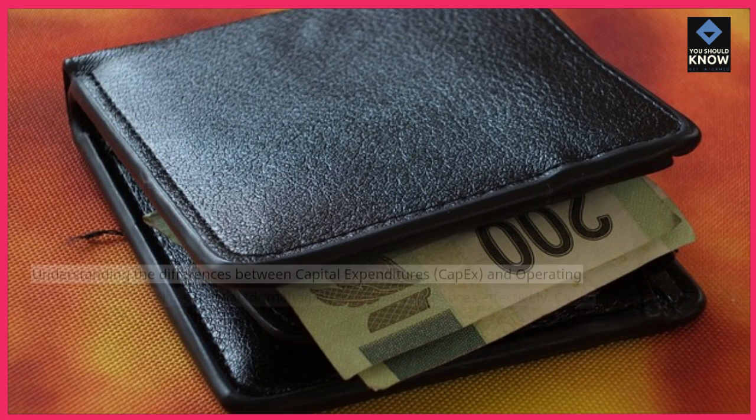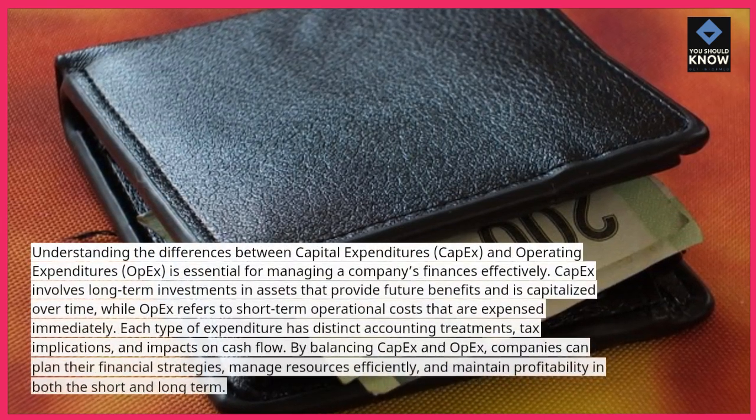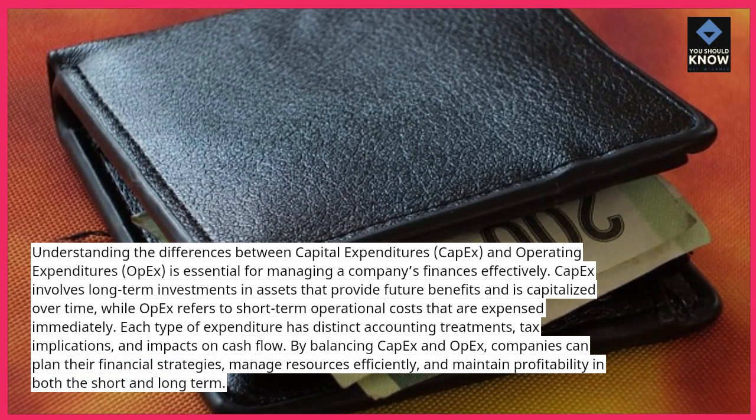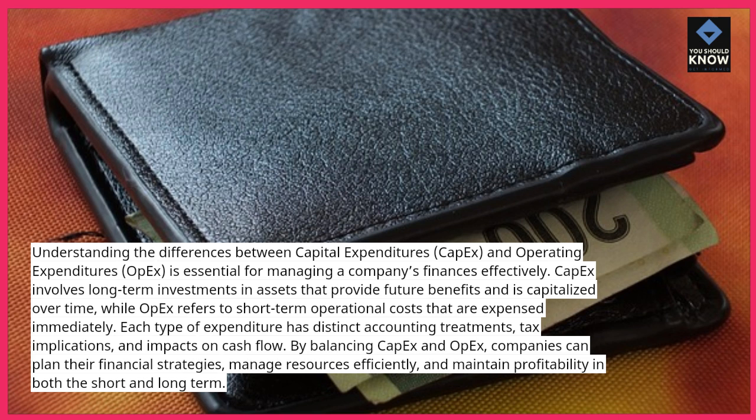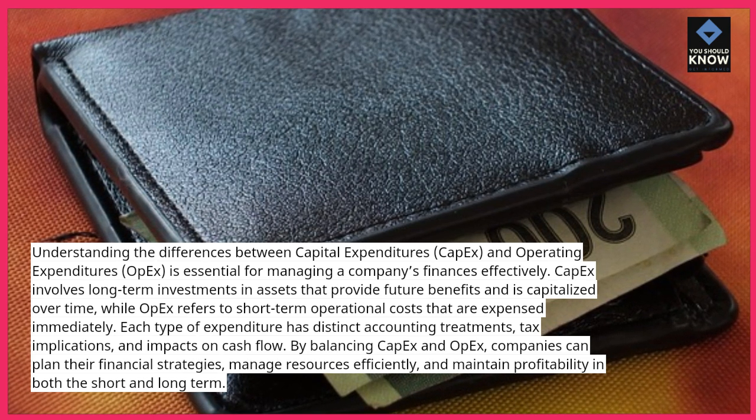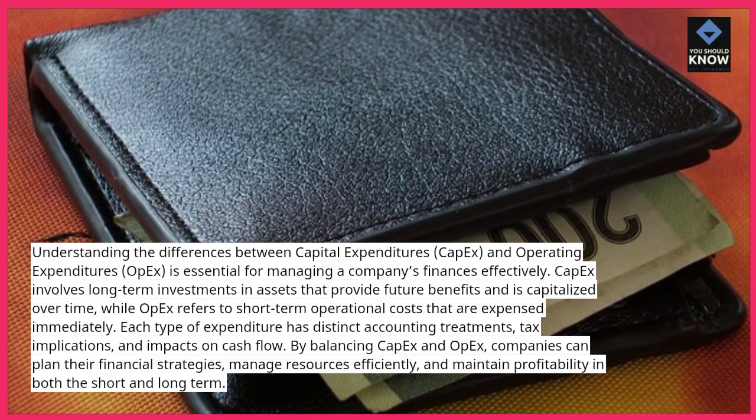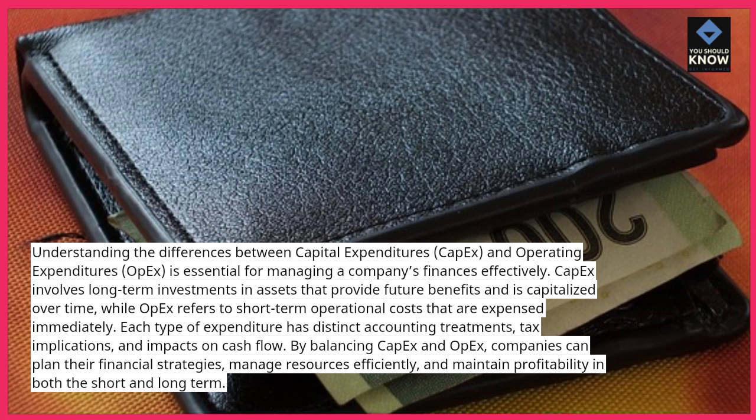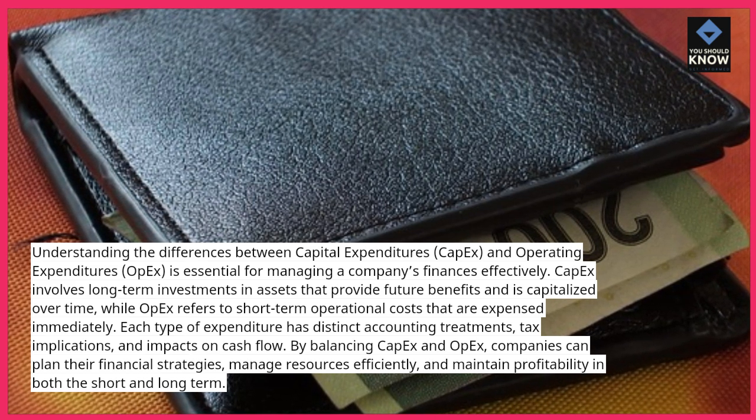Understanding the differences between capital expenditures, CapEx, and operating expenditures, OpEx, is essential for managing a company's finances effectively. CapEx involves long-term investments in assets that provide future benefits and is capitalized over time, while OpEx refers to short-term operational costs that are expensed immediately. Each type of expenditure has distinct accounting treatments, tax implications, and impacts on cash flow. By balancing CapEx and OpEx, companies can plan their financial strategies, manage resources efficiently, and maintain profitability in both the short and long term.